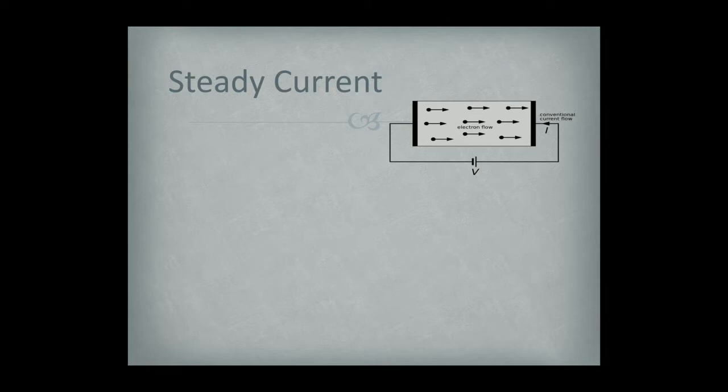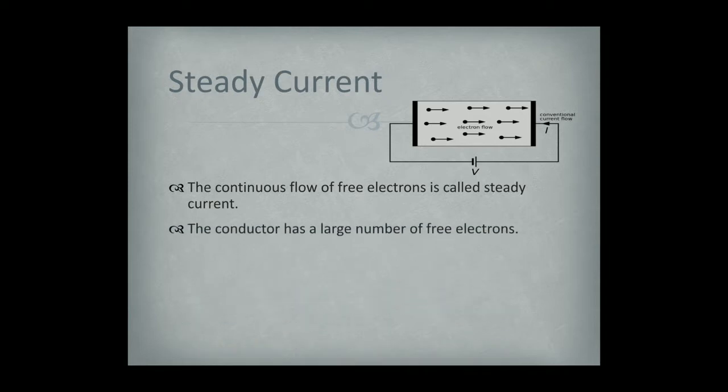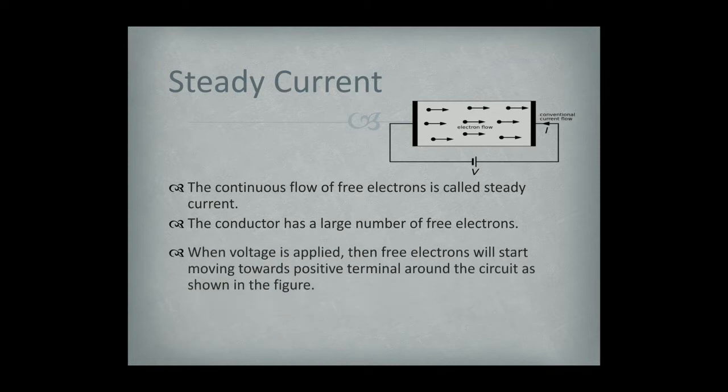The battery is providing a potential difference of V volts, and when the wire is connected with the terminals of the battery, there is a steady flow of current, that is I. The continuous flow of free electrons is called steady current. The conductor has a large number of free electrons.